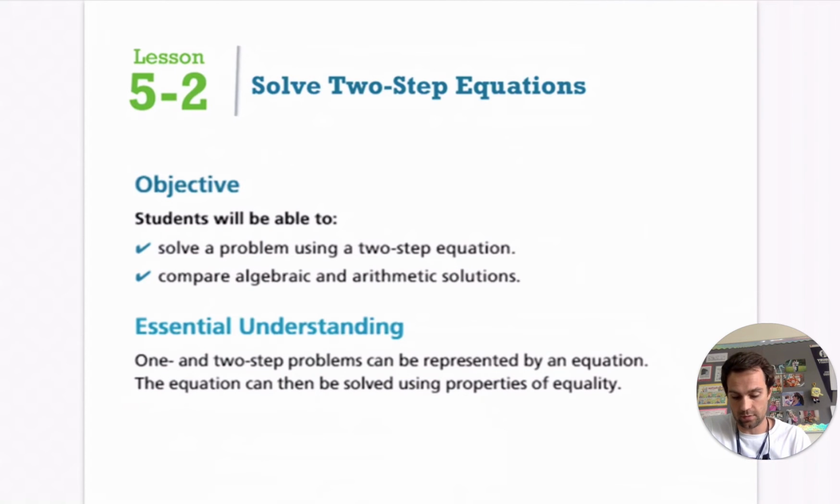Today we are going to be looking at lesson 5-2. We're going to solve two-step equations. Our two objectives are to solve problems using two-step equations, and to compare algebraic and arithmetic solutions. One and two-step problems can be represented by an equation. The equation can be solved using the properties of equality, and we're going to be looking at those properties of equality today.